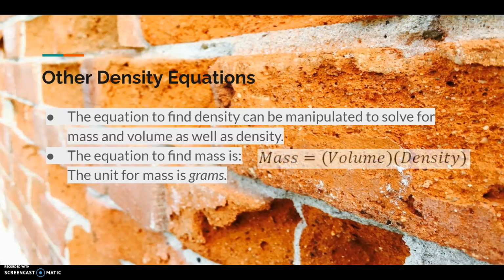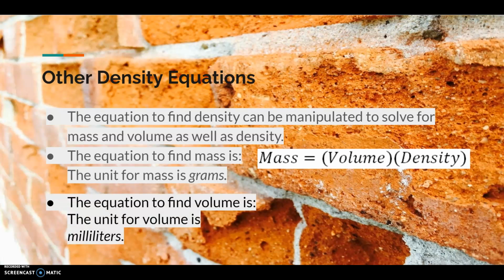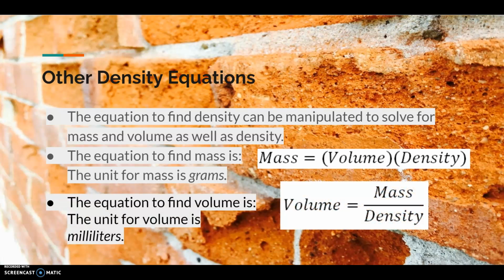With this formula for density come other density equations. The equation to find density can be manipulated. For example, the equation to find mass is volume times density, where the unit for mass is grams. The equation to find volume is mass divided by density, the units for volume being milliliters.